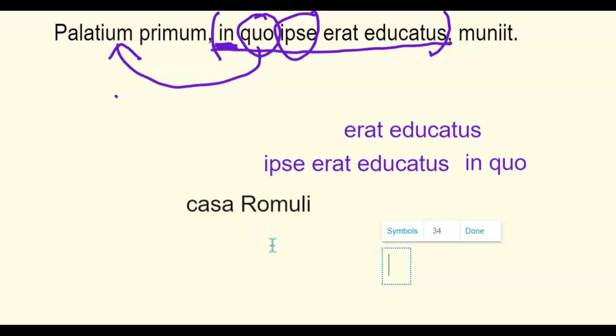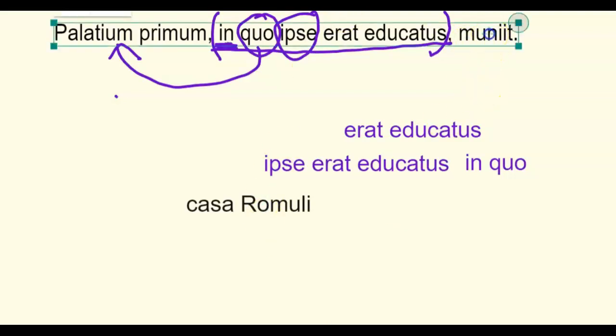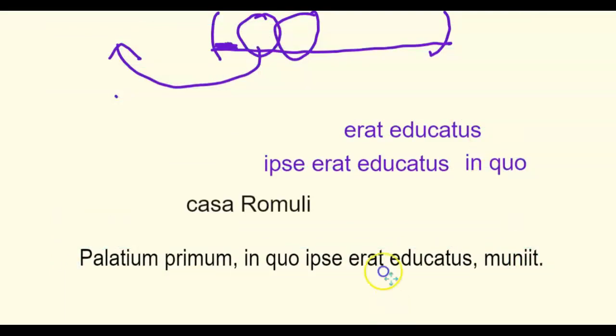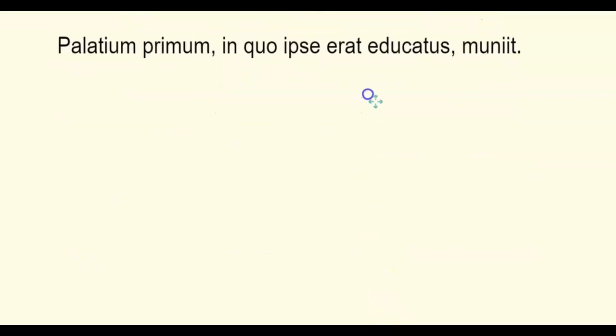Okay, so what have we learned today? We've learned to translate this lovely sentence. I am going to show you now the sentence on its own. You can turn off the sound, turn off the video for a little bit and think about it. And now I'm going to help you translate it. So first, he fortified the Palatine in which he himself had been educated.